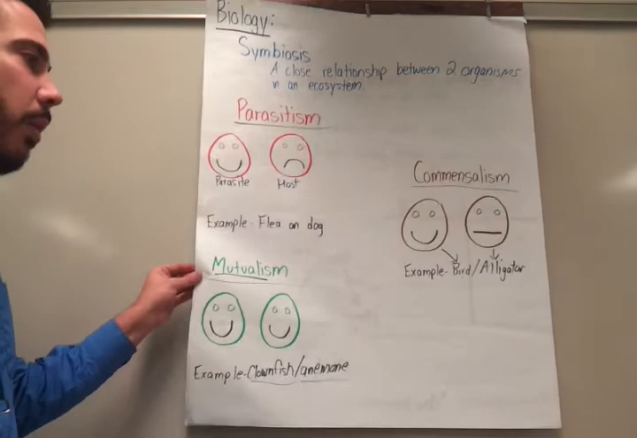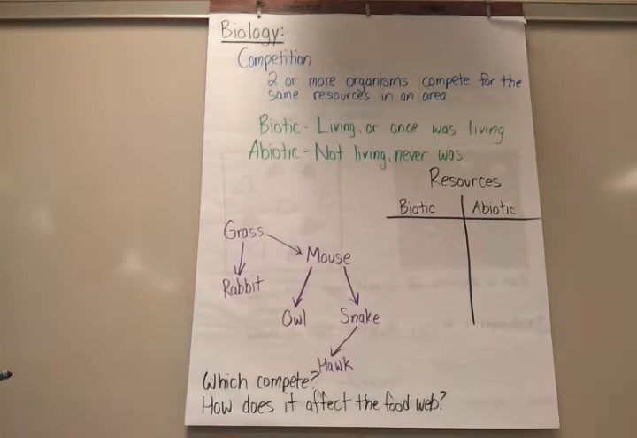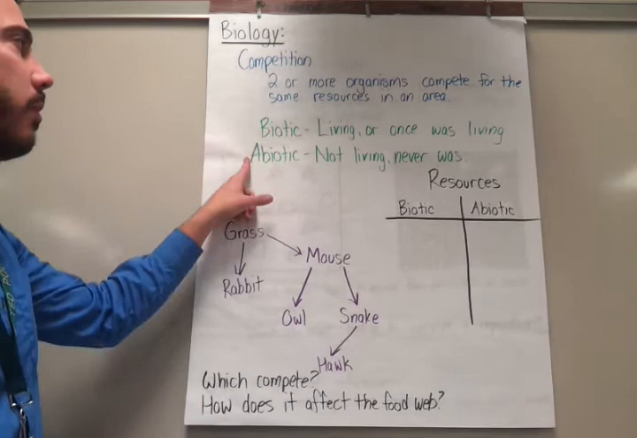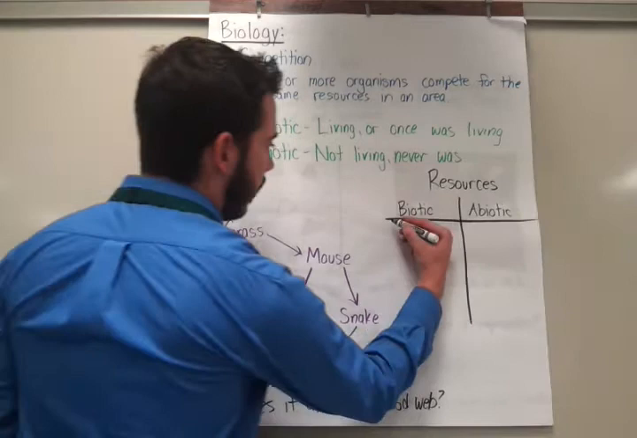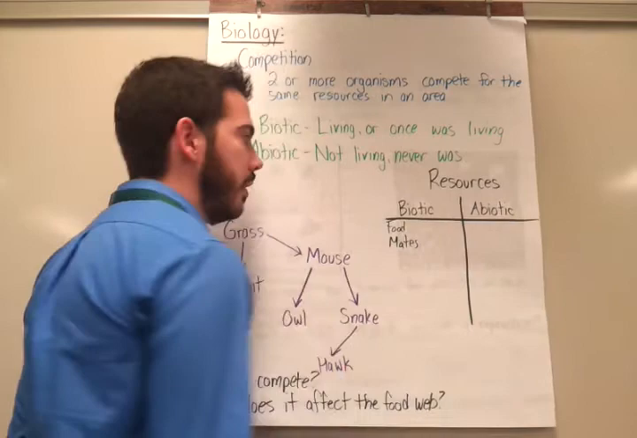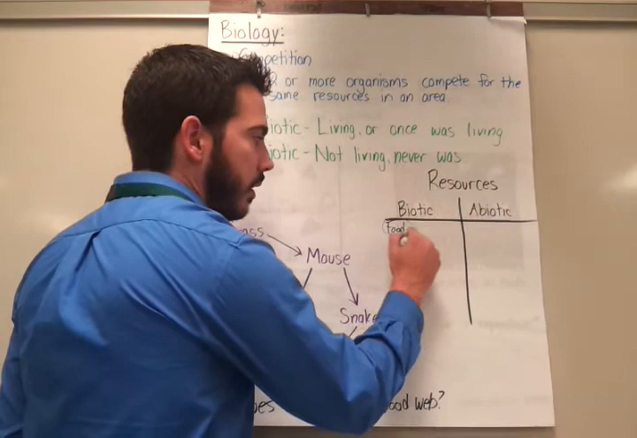Competition is two or more organisms competing for the same resources in an area. There are two types of resources they could be competing for. Biotic, which is living or once was living, and abiotic, which is non-living, never was. Biotic would be like food. That's the main one. You could also consider mates to be a biotic factor that they compete for. If we're talking about this, of course, we'd be looking at the food web to determine what they are competing for.